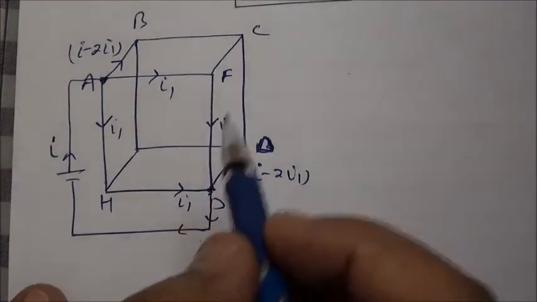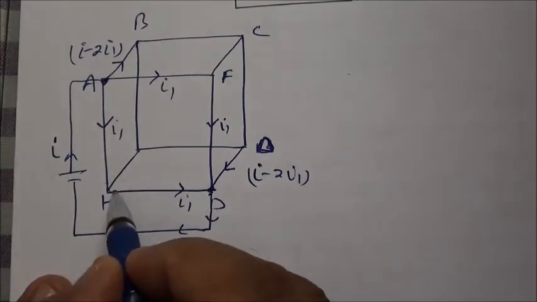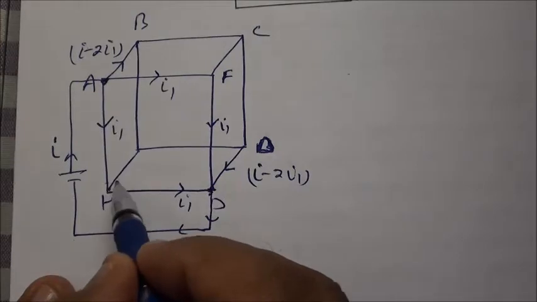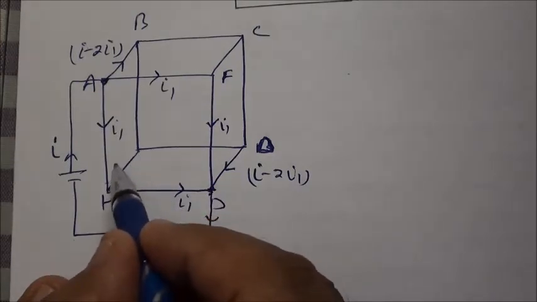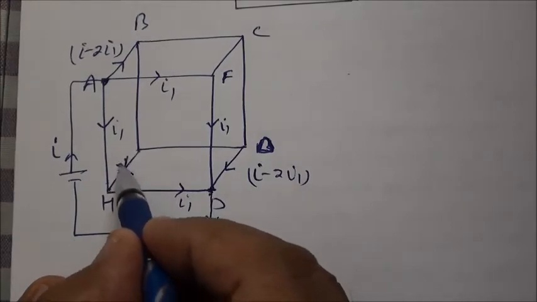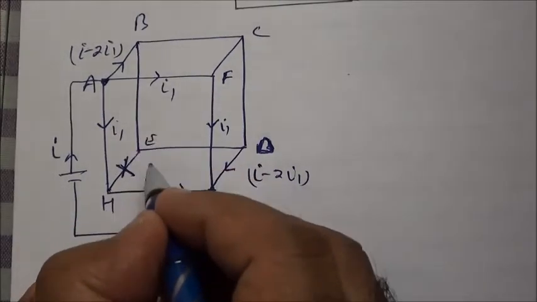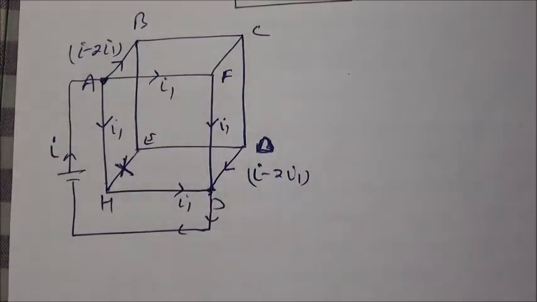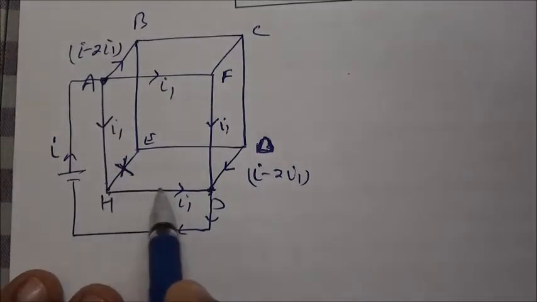Now look at this junction H. I1 current is coming from here and I1 was coming from here. It means no current goes here or no current enters from here. So it means this can be discarded. Let this point be E. So HE is not there. No current is passing through that. That's why I1 comes to this point and then I1 goes out.